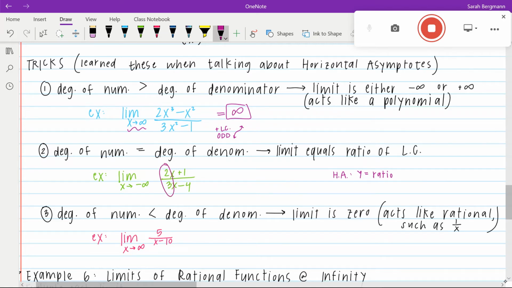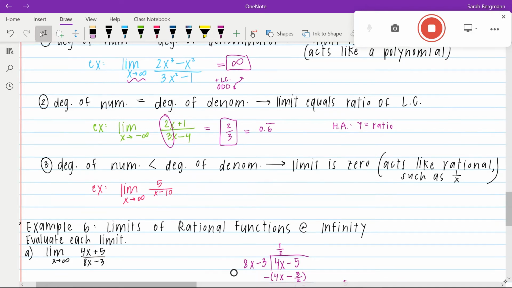Our leading coefficients here are 2 and 3. So the limit, it doesn't even matter what end we're talking about. We're talking about the left end here, but we don't really care. Because on both ends, the function will be approaching the ratio, which is 2 over 3, 2/3, or 0.6 repeating.